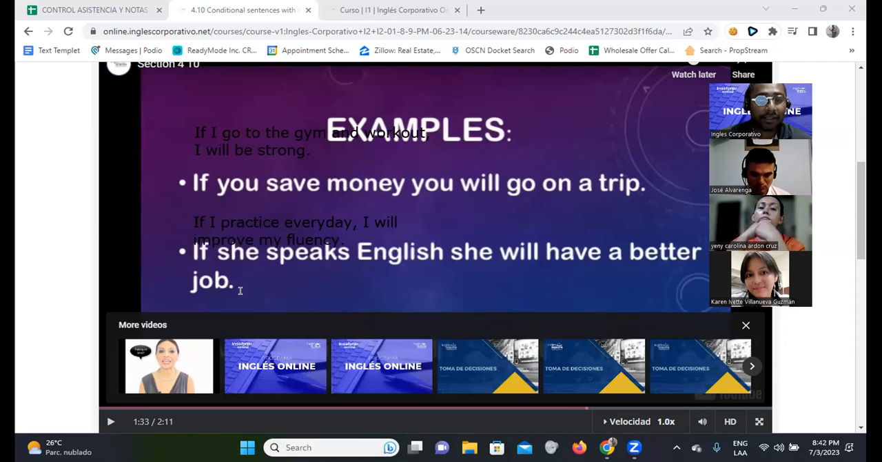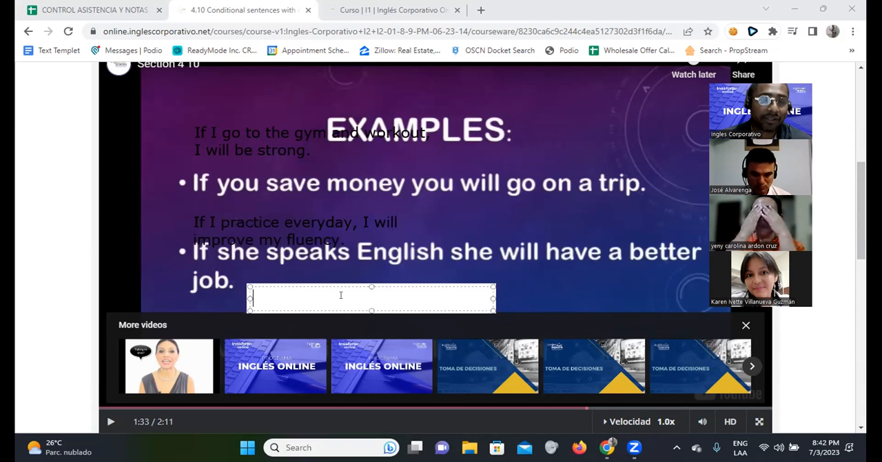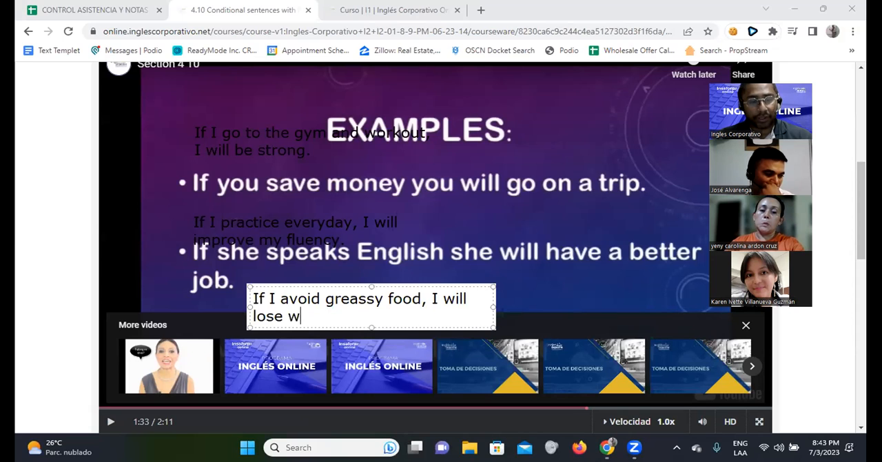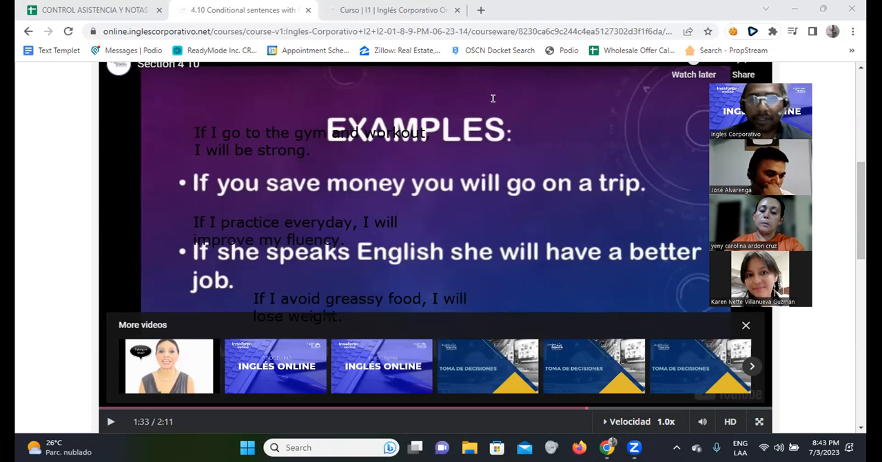Usted dice, si evito la comida grasosa, perderé de peso. If I avoid greasy food, I will lose weight. Okay. ¿Les ayudó eso?